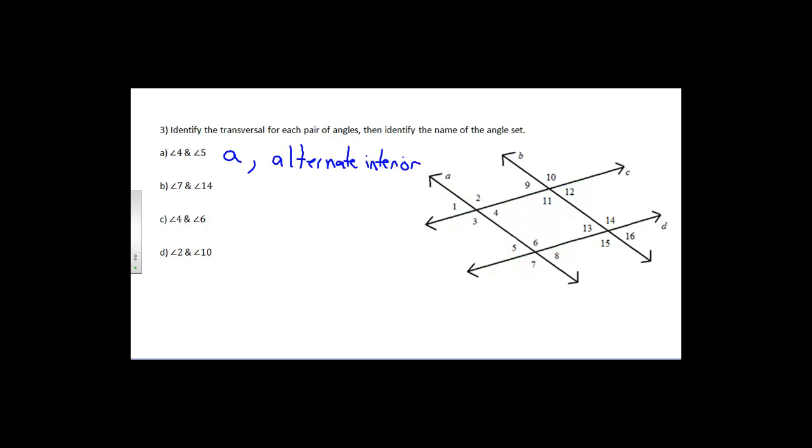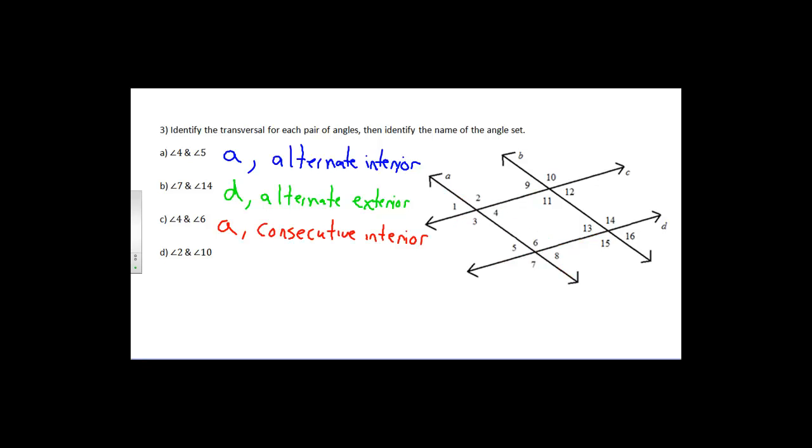Part B, angles 7 and 14. Those two angles are both along transversal D. They're both on the outside of my two lines, B and A, and they're on opposite sides of the transversal. That makes them alternate exterior angles. Part C, angles 4 and angle 6 are both along transversal A, and since they're on the same side of the transversal and both on the interior of these two lines, that would make them consecutive interior angles.